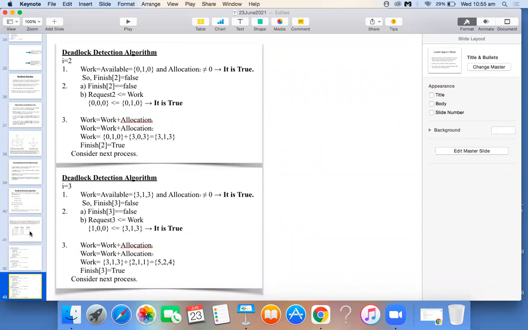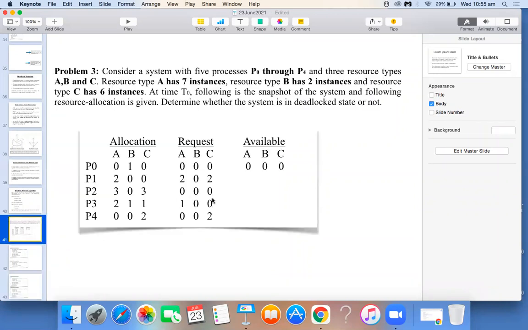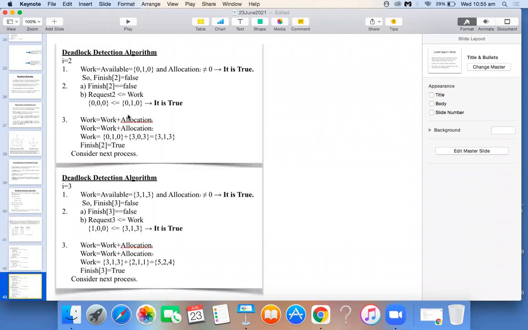We have to check request of 2 is less than or equal to work. What is request of 2? It is 0, 0, 0. That is request of 2. So is it less than work? Yes, it is less than work. So it is true. If step number 2 is true, then go to step number 3. What do we do in step number 3? Work is equal to work plus allocation of I.